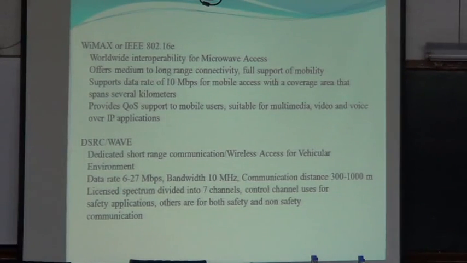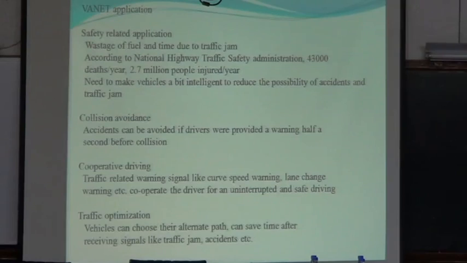So actually the communication between two vehicles is a short-range communication, because this communication is possible as long as those two vehicles are within their communication range. That's why for such short-range communication, the DSRC protocol is very much useful.